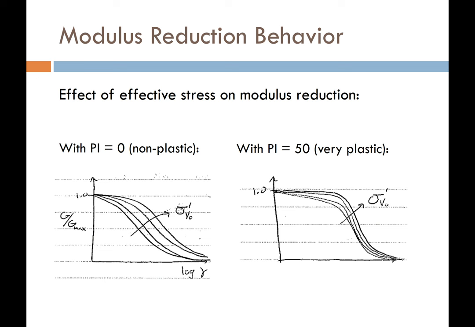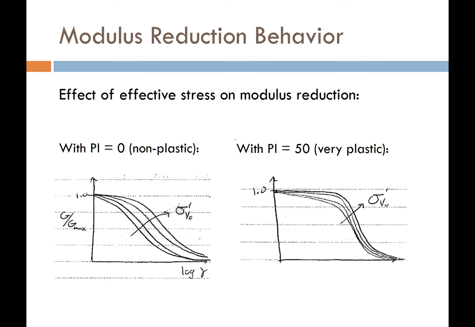Okay, so let's look at the effect of effective stress on modulus reduction. If I have PI equal to zero, or if I have non-plastic soil, generally what we see is this behavior of these gradually sloping curves, and they're going to be impacted by our effective stress, like we talked about, pretty significantly. If I come up at a given strain, you can see that that range of G over G max, depending on my effective stress, is pretty significant.